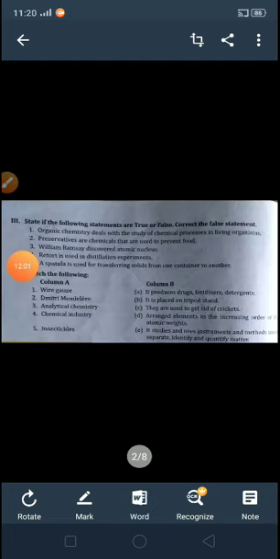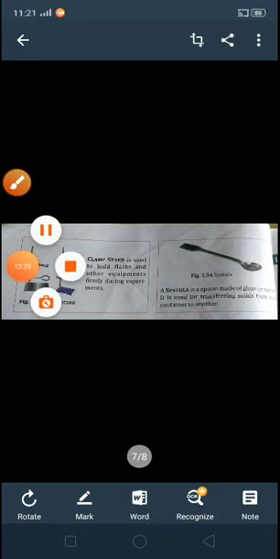Ernest Rutherford discovered atomic nucleus. Next one, retort is used in distillation experiments. Yes, this is the correct answer. Retort is used in distillation experiments. Next one, spatula is used for transferring solids from one container to another. As we know, spatula is used for transferring solids from one container to another. So this is the right one. You just write in the bracket T.